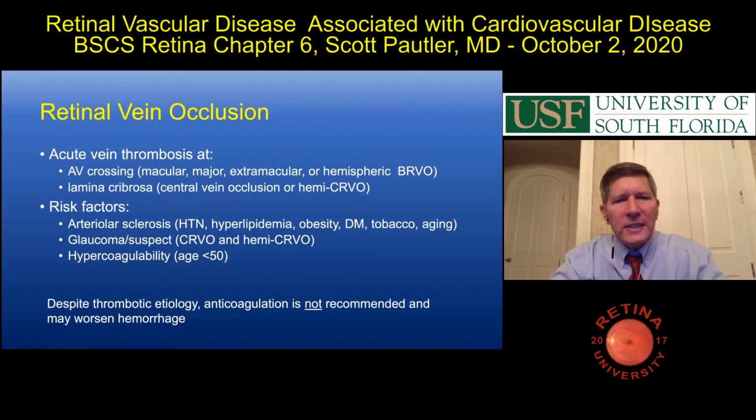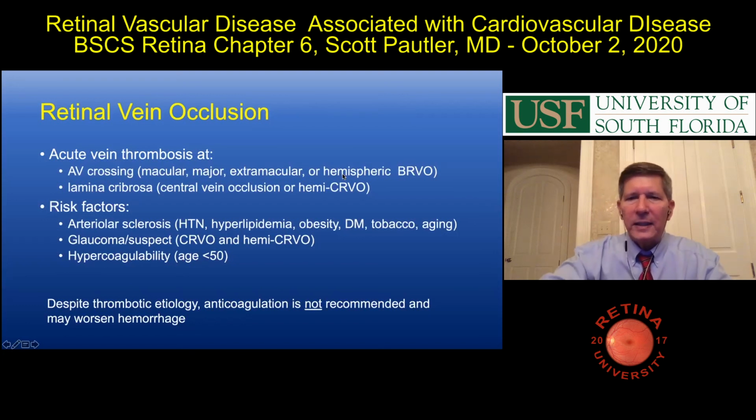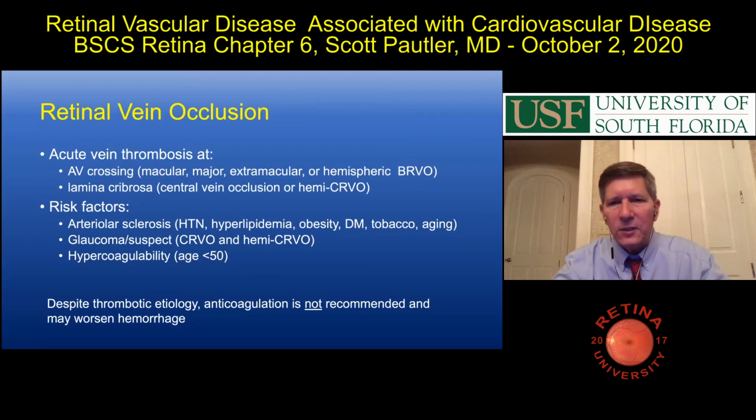The thrombosis in the vein is felt to be due to turbulence in the vein that can occur at AV crossings. So you can get this, they can affect the macula, it can affect a major vein in the supratemporal or infratemporal. It can be extramacular, not even involve the macula at all. Or if it's a branch vein, it's an AV crossing near the disc, it can affect the superior or inferior hemisphere, but it's considered a branch vein occlusion.